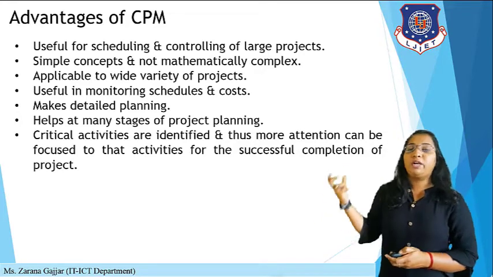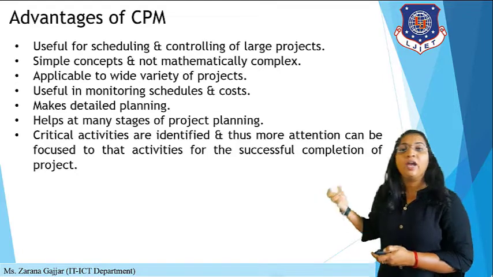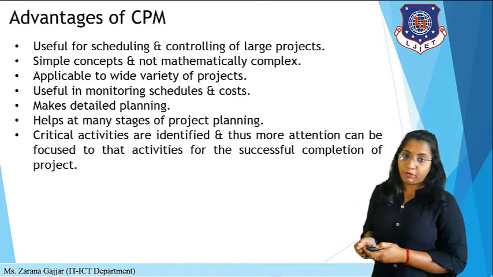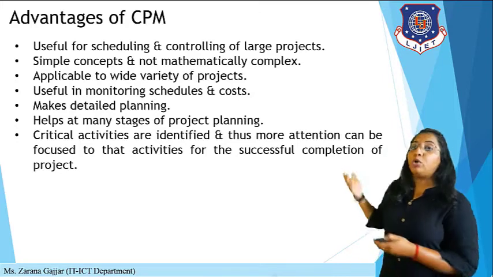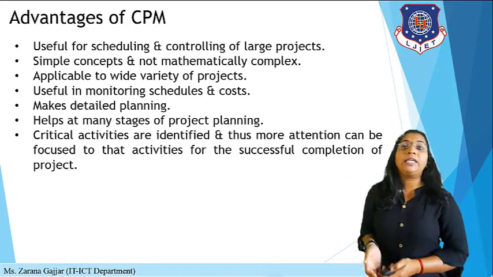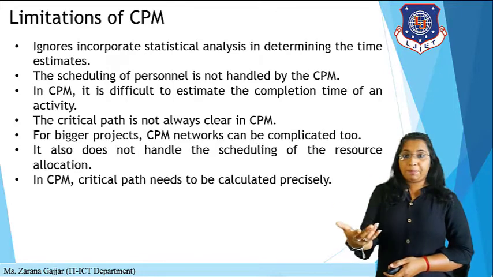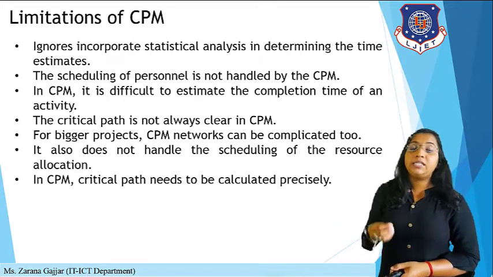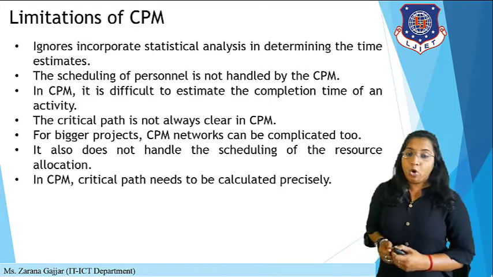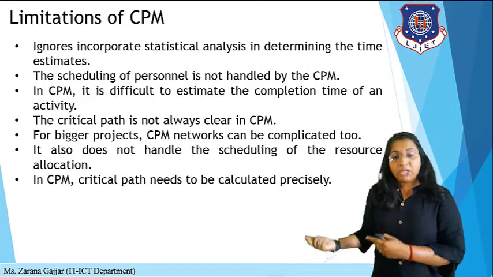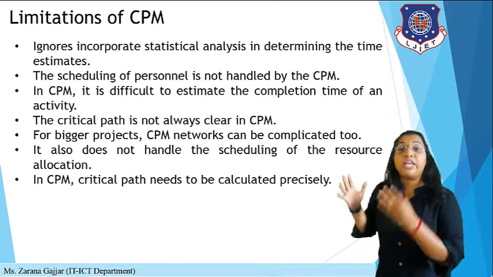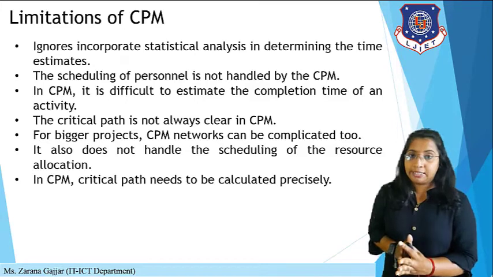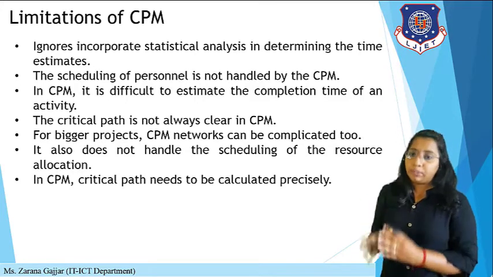You can use this particular method or technique for a large program or for a large or complex software system, right? But it also has some limitations. So what are those limitations? The limitations of CPM are that it ignores statistical analysis in determining the time estimate. In the PERT chart we discussed that it focuses on statistical analysis, but CPM avoids statistical analysis. So it has some limitation.